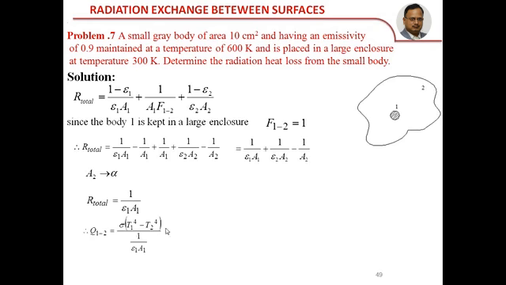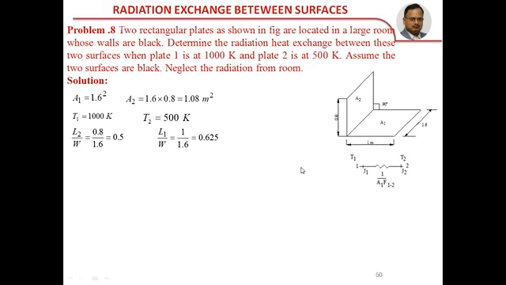Now Q equal to sigma (T1 power 4 minus T2 power 4) by 1 by epsilon 1 A1, which is nothing but epsilon 1 A1 sigma (T1 power 4 minus T2 power 4), equal to 6.2 watts. I hope by this time you understood how to apply the electrical analogy and how to consider the different resistances, like shape resistance and surface resistance, when two bodies are exchanging heat with one another.